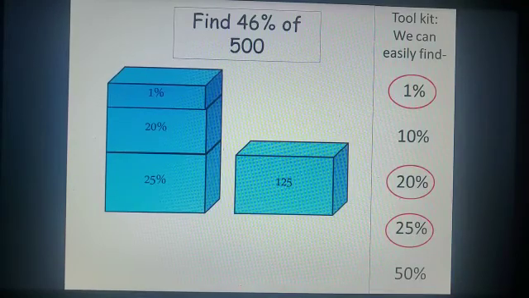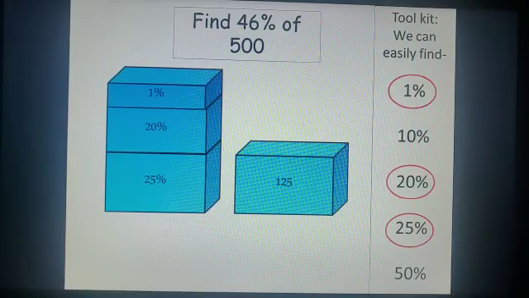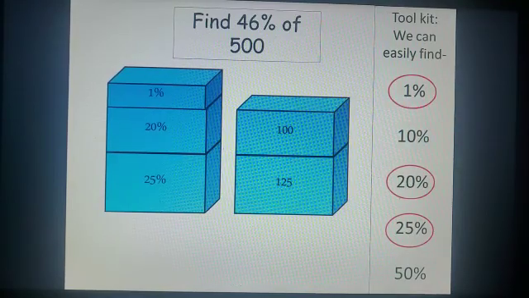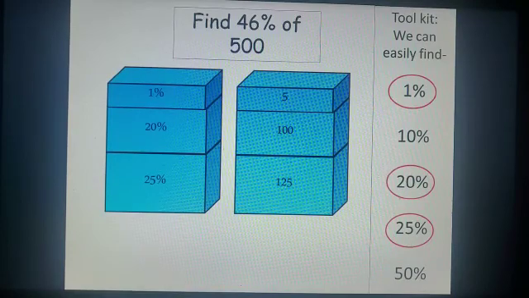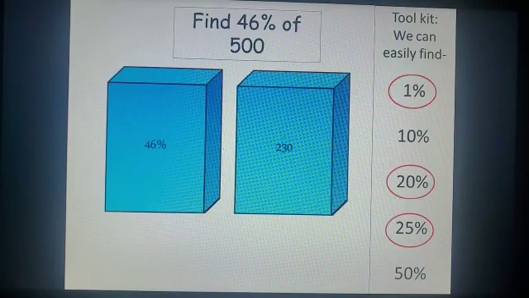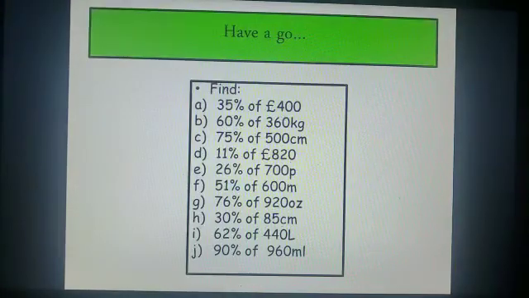Now let's work out the 20%. We know to work out 20%, we find 10% and double it. 10% is 50, double it, 100. And our last one of 1%, we know we need to divide by 100. We divide it by 100, will give us 5. And again, all we need to do is add them up. 46% of 500 is 230. Have a little go. Good luck.